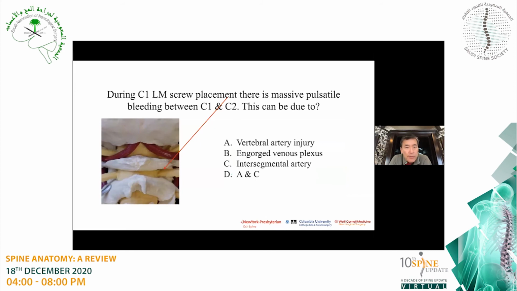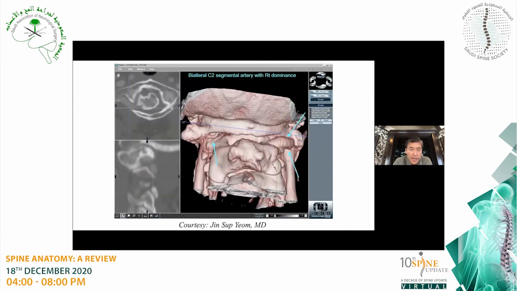During a C1 lateral mass screw placement, there's massive pulsatile bleeding between C1 and C2. This can be due to, is it a vertebral artery? Is it an engorged venous plexus? Is it an intersegmental artery? Is it A and C? And the answer is, it is A and C.